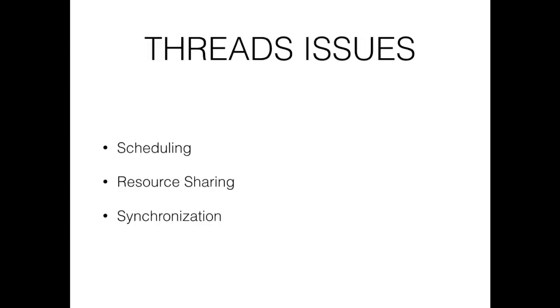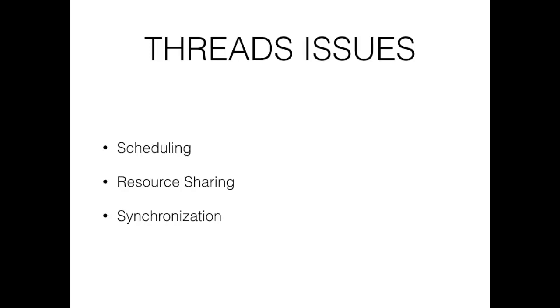Now let's talk about some of the issues or challenges you will face while programming threads for a program. The first challenge is scheduling. To execute a threaded program, it must rapidly switch between threads. So a program should be able to switch between threads efficiently and conveniently.